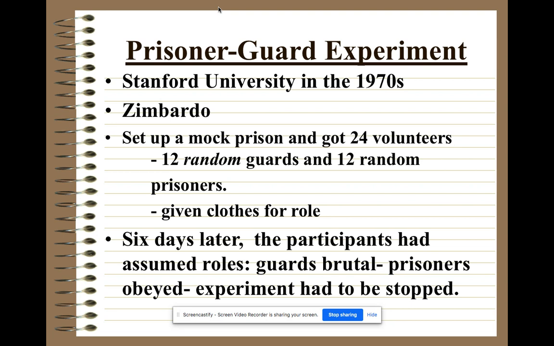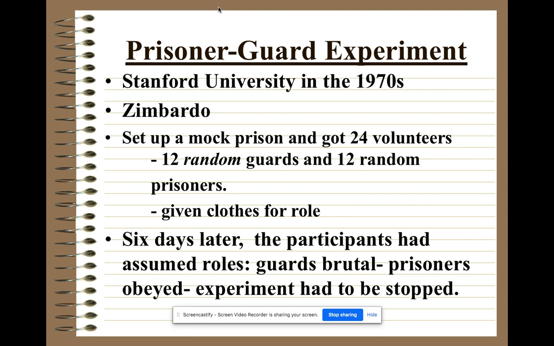And he then broke them into two groups. 12 of them would be randomly assigned as guards. I say random because they actually put the most aggressive people as the guards. And 12 would be assigned as prisoners. They'd be given training for their roles, and they'd be given the clothes for the roles too. They actually took a dormitory and changed it into a prison with real cells and the whole thing.